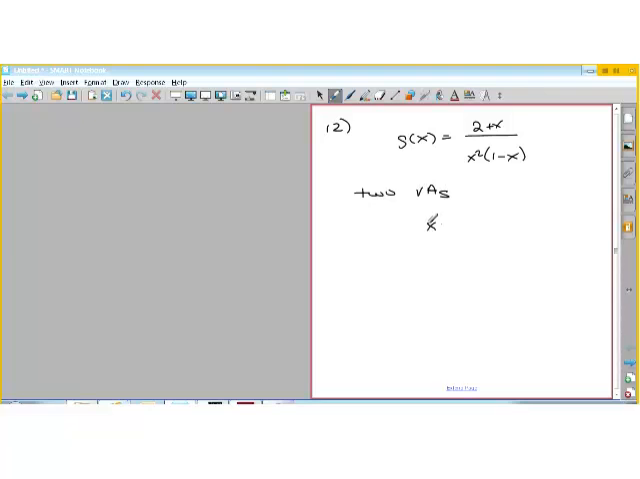One is when x equals positive 1, because when x equals positive 1, you get 1 minus 1, which is 0, and you get 0 where x equals 0. Again, this is squared, but you only have one vertical asymptote associated with this.